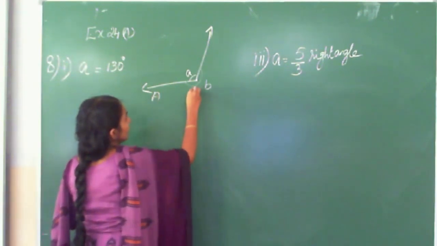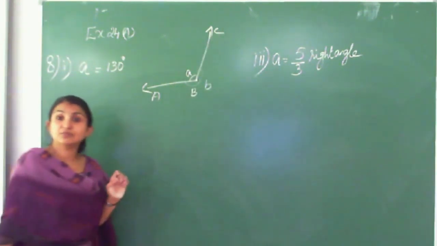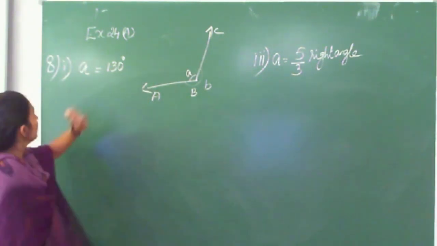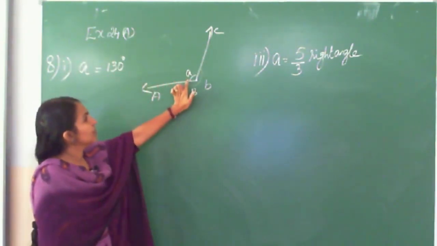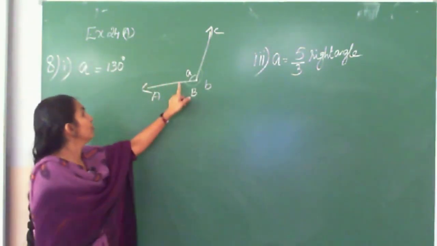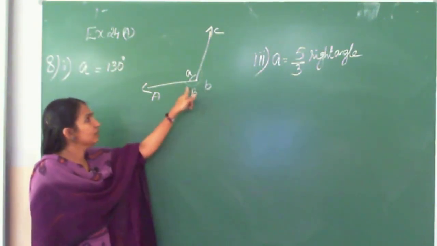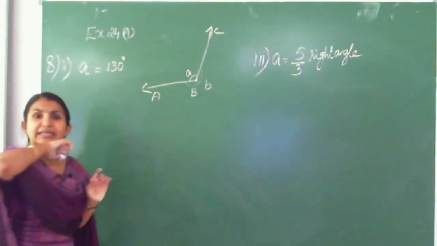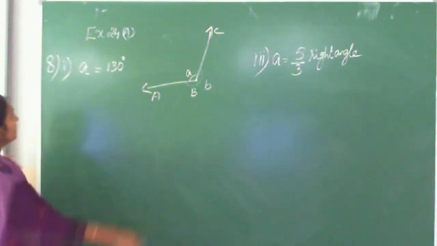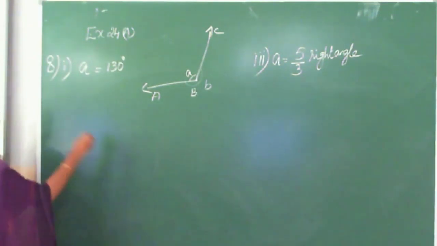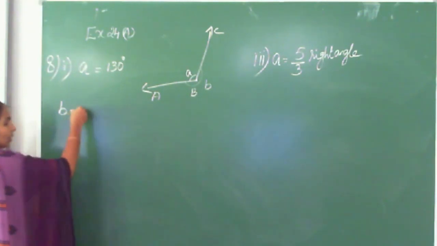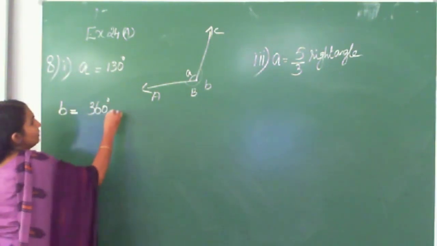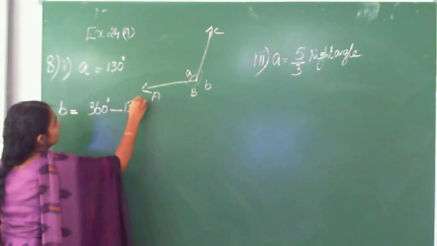So I am just giving it as A, B, C. It's up to you, if you want P, Q, R, whatever you want you can give it. Now angle A is equal to 130 degree, means this small angle is 130 degree. How will we find out the angle B? This total is around a point, it is 360 degree, right? So A is given and it is 130 degree. So B is equal to, the total is 360 degree. From that we want to subtract this 130 degree.